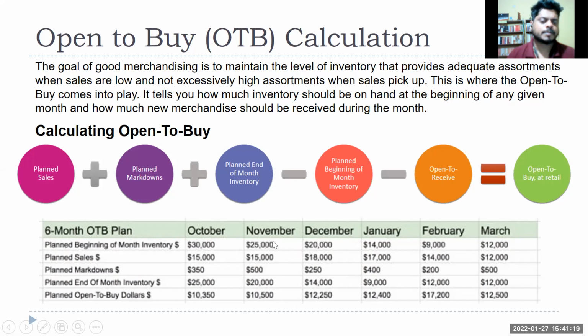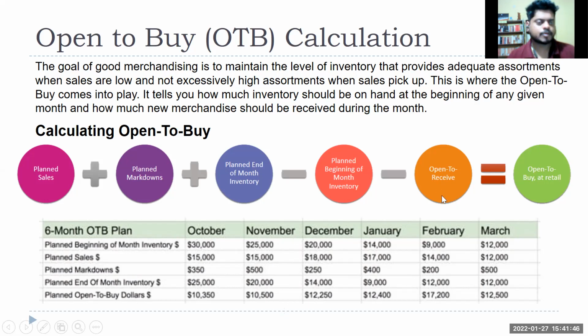So similarly, November month. Whatever my end of month inventory of October is the beginning inventory of November. Then for November, I am planning an end of November inventory of $20,000. So again, I'll calculate that: 20,000 minus 25,000, minus 5,000, plus 15,000 plus planned markdown, again, $500. So that is $10,500.